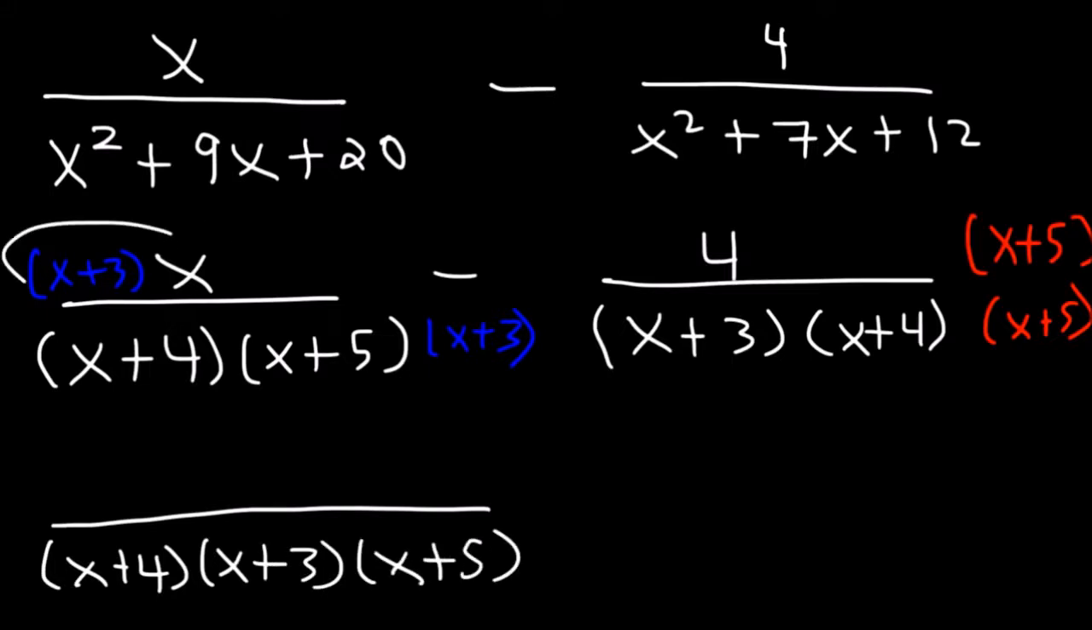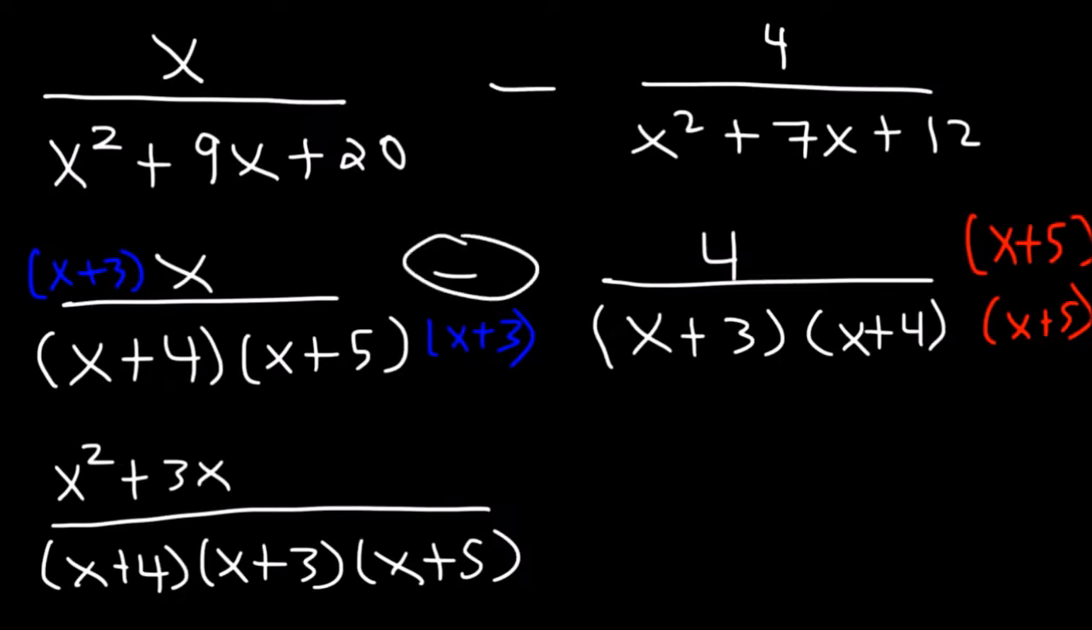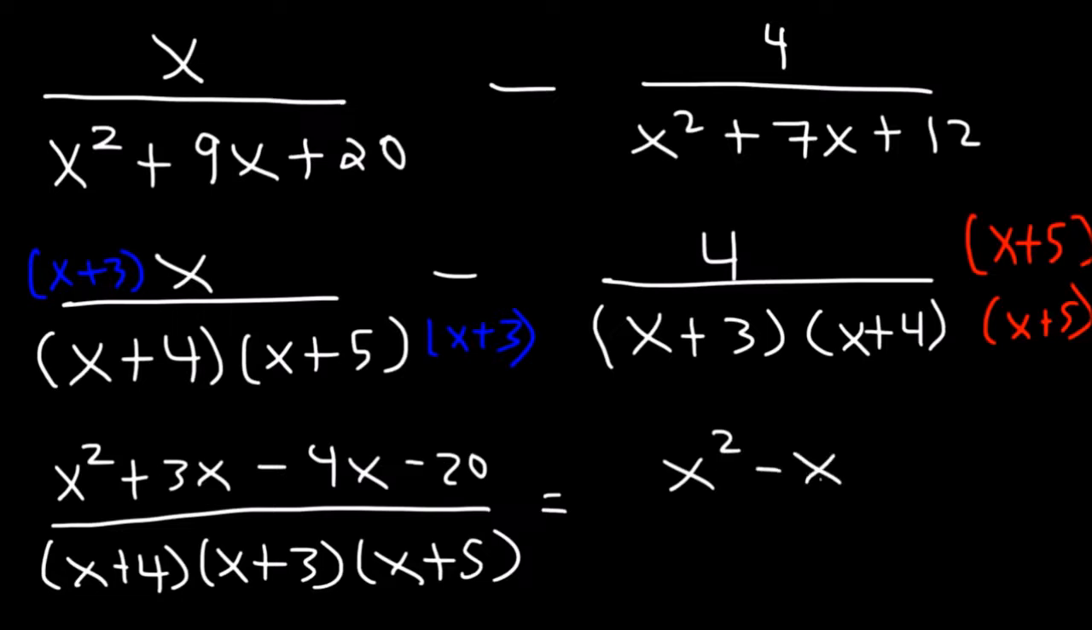So let's distribute x to x plus 3. That's going to be x squared plus 3x. Now 4 times x plus 5 is 4x plus 20, but let's incorporate the negative sign. So it's going to be negative 4x minus 20. Now let's combine like terms. 3x minus 4x is negative x. And so this is what we currently have.